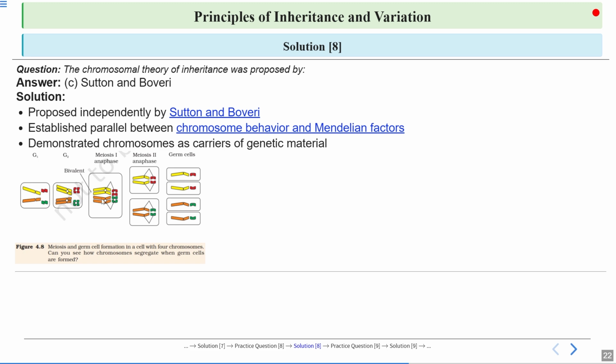So here you can see this is chromosome movement during meiosis. This is showing you the cell cycle, and this is showing you meiosis. First is the G1 phase, then you have the G2 phase. The chromosome has doubled now. In the anaphase of meiosis 1, chromosomes separate and two cells are formed. In anaphase 2 of meiosis 2, the chromatids separate and in the end you get 4 cells. So this is chromosome movement during meiosis. Clear? By this chromosome movement, Sutton and Boveri explained Mendel's laws of inheritance.